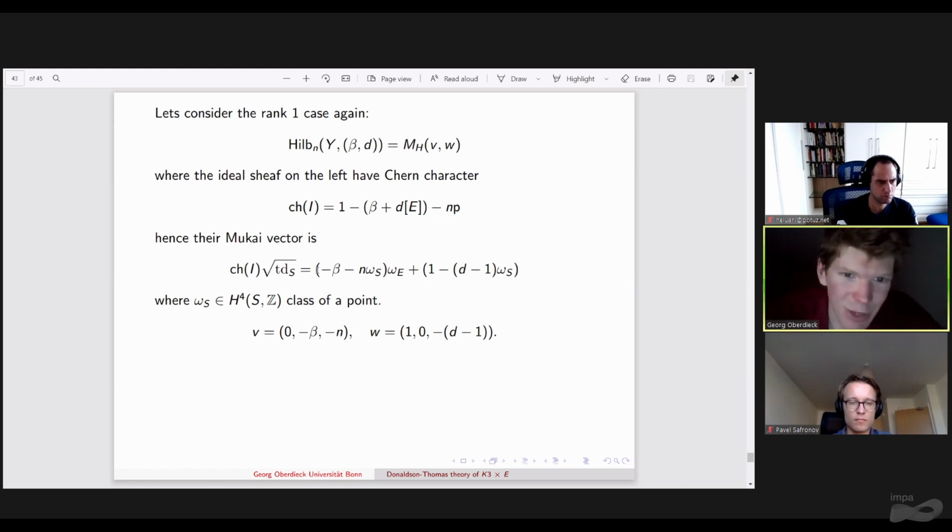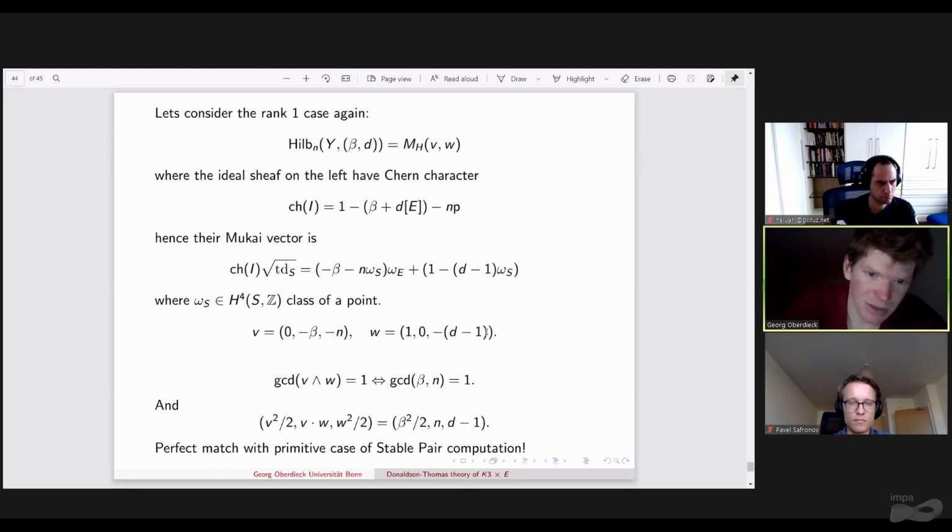Now you can calculate the Mukai vector. So you rewrite this: the 1 and minus d times the elliptic curve go to one side and get twisted by this Todd class, and the other stuff goes to the other side. In the end, you find these two vectors v and w here. It's just a small calculation. Finally, you observe that this GCD condition we had before just means that the GCD of beta and n is 1. And then the squares and intersection numbers really correspond to the indices that I inserted before in this user class. So you see that this prediction before is a perfect match with this stable pair computation.